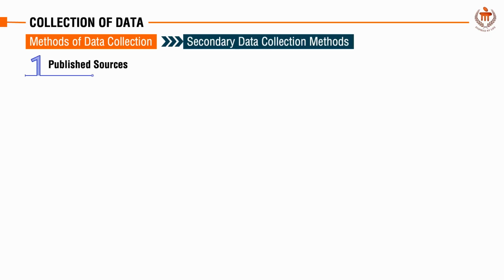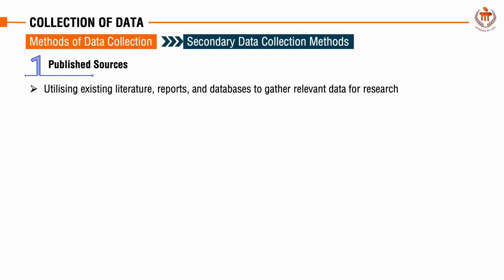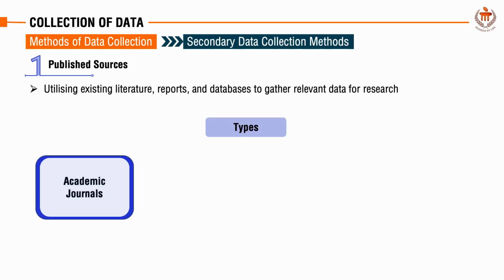Now, talking about secondary data collection methods, it can be published sources. So, utilizing existing reports and databases is an efficient method for gathering relevant data for research. Okay, it involves different types. Okay, it can be academic resources or journals. They contain peer-reviewed articles offering empirical research and theoretical insight, making them vital for academic work.